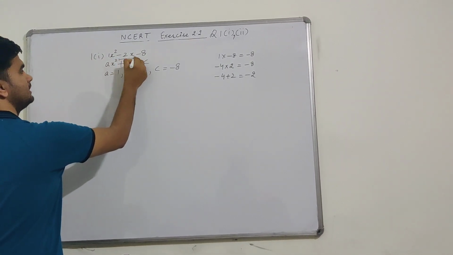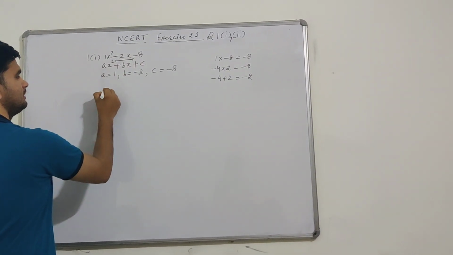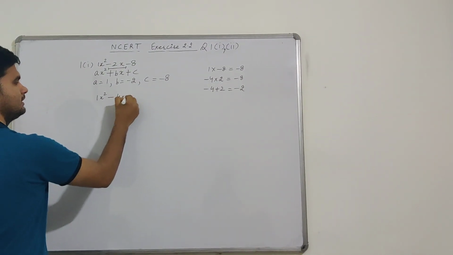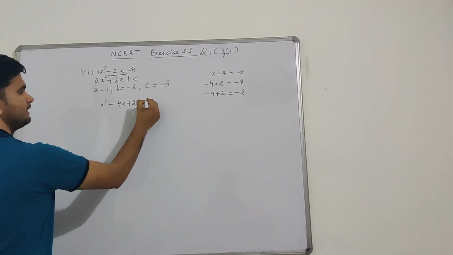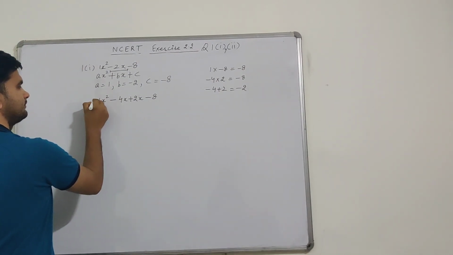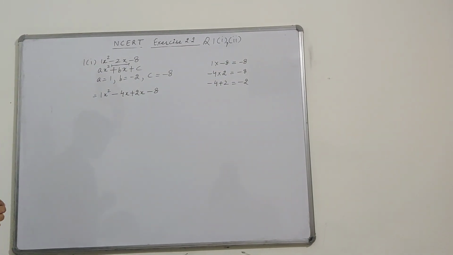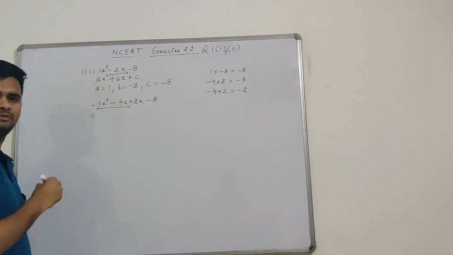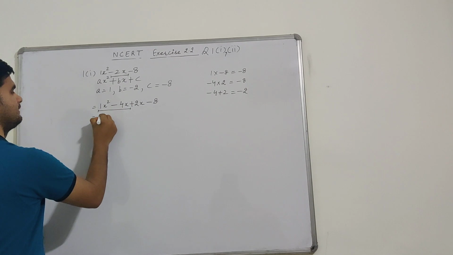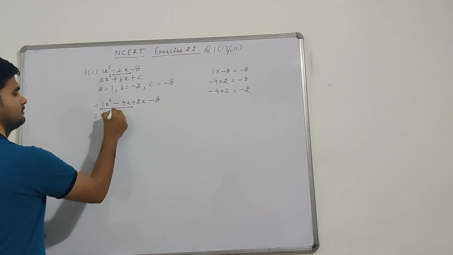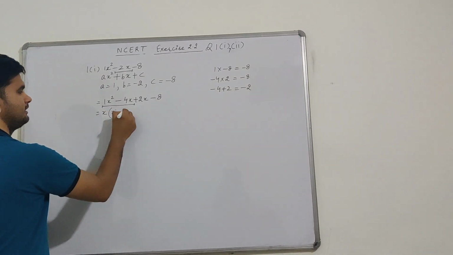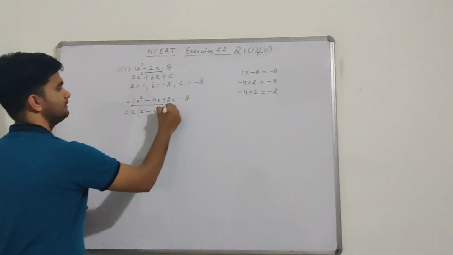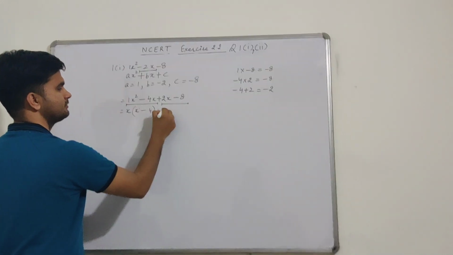I am splitting this middle term. I can write it in this way. Write the first term as it is, 1x square minus 4x plus 2x minus 8, right? Common between the first two terms, here x is common. So x minus 4. Now common between these two terms, plus 2 is common.